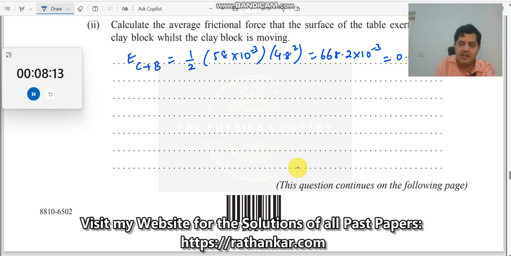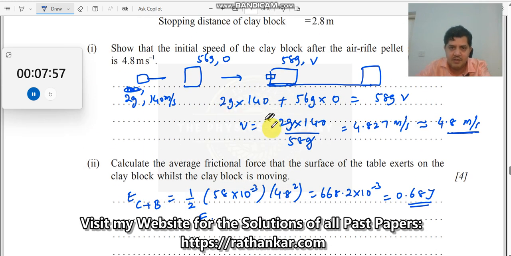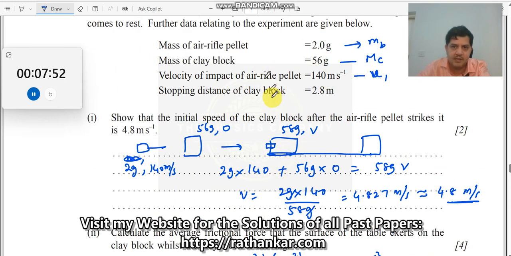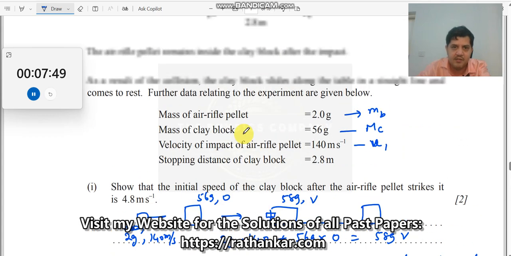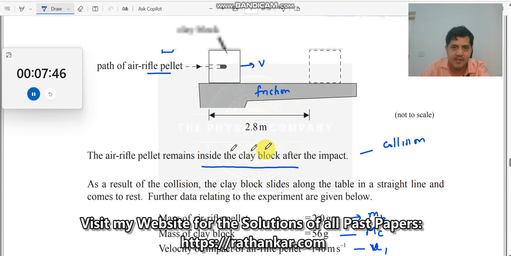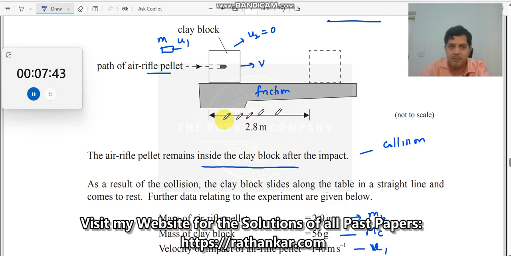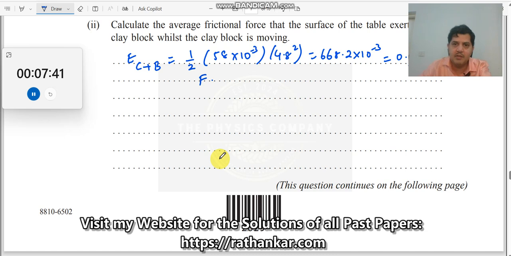Now what is this? This is the energy of the clay block system. As a result of this energy, it starts moving and comes to rest. All the energy is dissipated as friction. The work done by the friction is the frictional force multiplied by displacement. What is the displacement? It says the distance moved by the object while it moves. It's not given anywhere here, but it's given here: it hit here and moved by 2.8 meters. So let me write F into 2.8 meters is equal to 0.68.